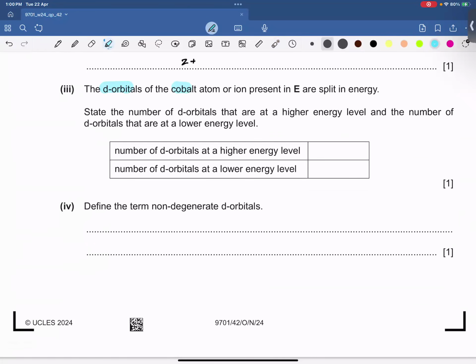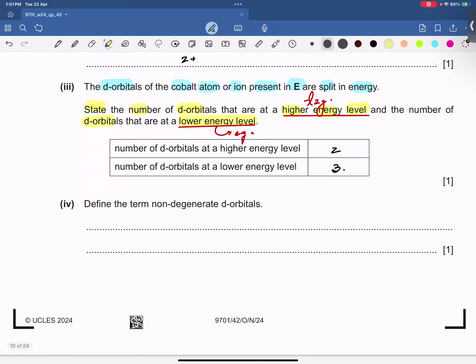The d orbitals of the cobalt atom or ion present in E split in energy. State the number of d orbitals that are at a higher energy level. That higher energy level is represented by T2G as per my lecture, and that contains dx squared minus y squared and dz squared, which means in total we have 2 d orbitals. And the number of d orbitals at a lower energy level: the lower energy level in the class I have represented by Eg, and that contains dxy, dxz, dyz. So in general, we have 3 d orbitals, right?